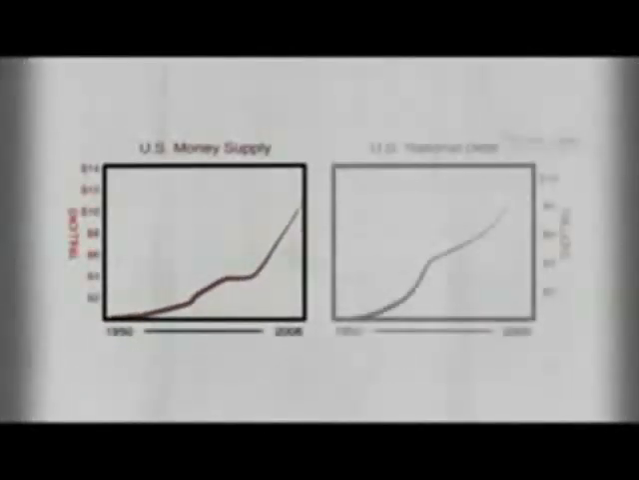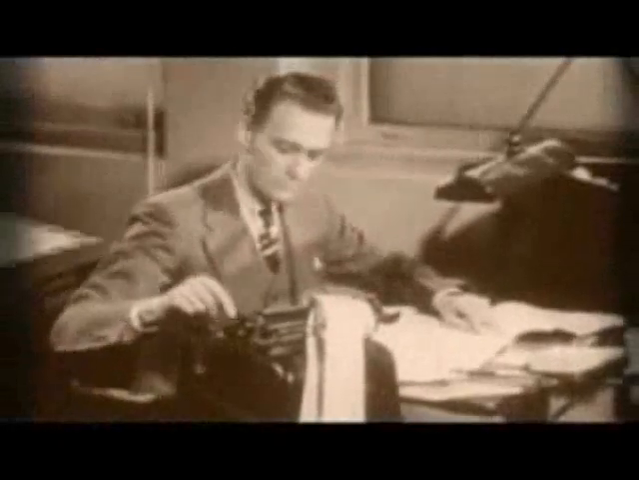Here is a chart of the U.S. national debt for the same period. How interesting it is that the trends are virtually the same. For the more money there is, the more debt there is. The more debt there is, the more money there is.